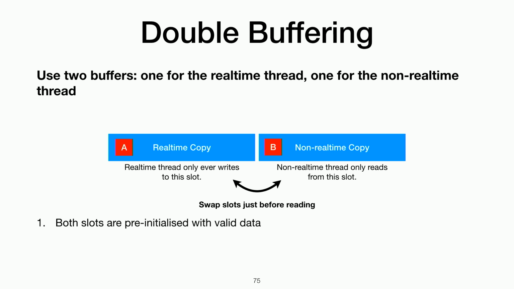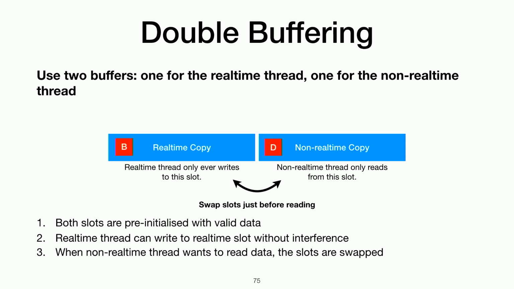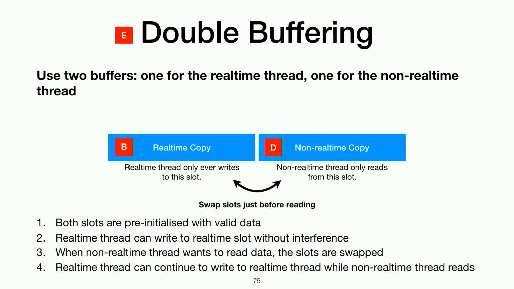Now, while the real-time thread is creating data which it wants to share with the non-real-time thread, the data can just come in. It's just using its own copy. And whenever the non-real-time thread wants to read that data, it does a trick. Just before it reads the data, it swaps both of the slots. And now it can safely read the newest data, which is D. And even if reading that data takes a very long time, it's a really long copy, the real-time thread can continue to produce data. So that's the concept of double buffering.